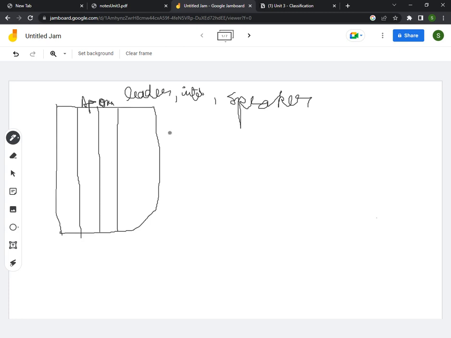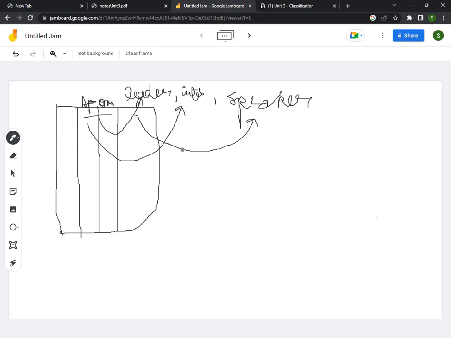If a student scores high in communication, then the student tends to be a speaker. Whereas if the student is high in aptitude, the student is an intel, and if the student has both these capabilities, then the student is a leader.